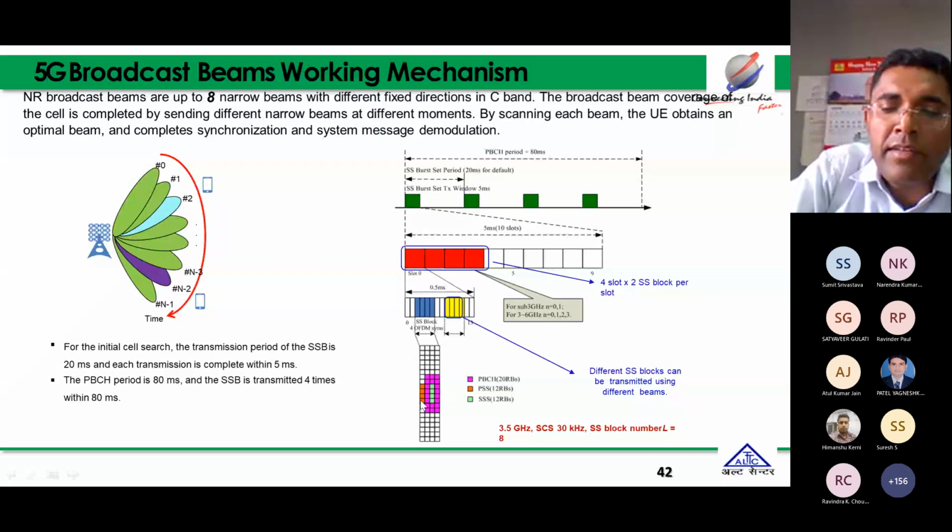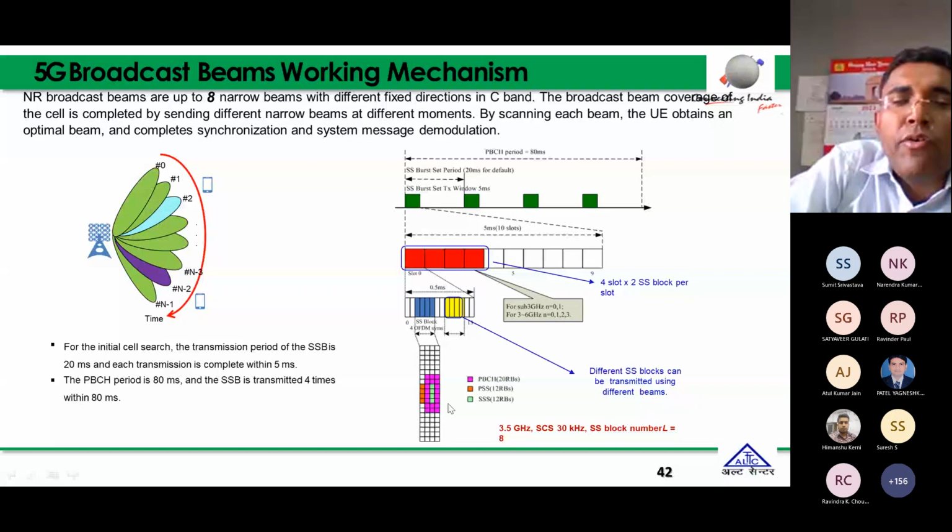And the pink one is the broadcast channel, and this light green color is the secondary synchronization signal. The frequency domain resource for the physical broadcast channel is 20 resource blocks, for the primary synchronization signal it is 12 resource blocks, and the secondary synchronization signal is also 12 resource blocks. That means the SSB block in total in the frequency domain is 20 resource blocks. And in the time domain, it is 4 symbols.